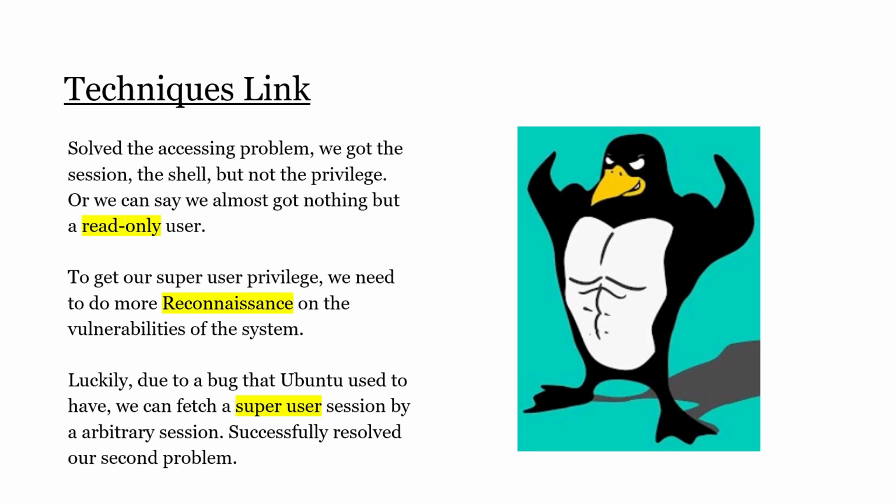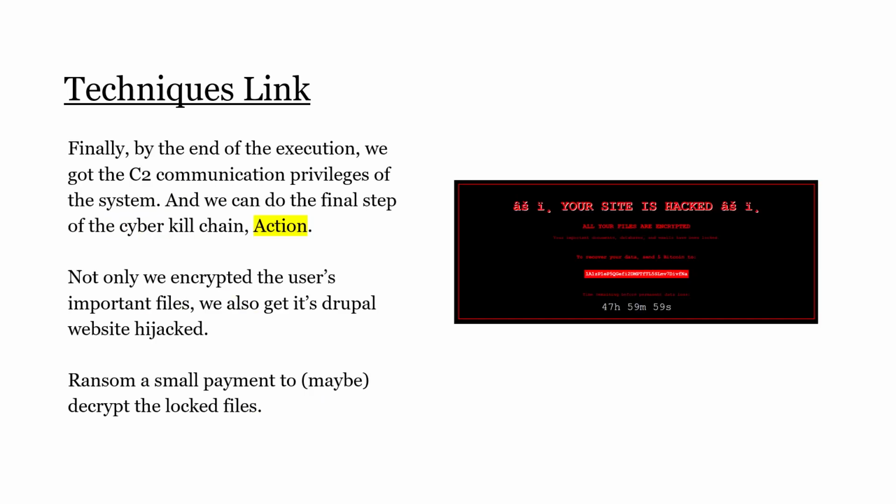By exploiting a known Ubuntu vulnerability, we successfully escalated our privilege to root. This step allows us to completely take over the system. In the final stage, we achieved full command and control access. We encrypted important files and hijacked the Drupal website. This completes the action phase of the cyber kill chain.